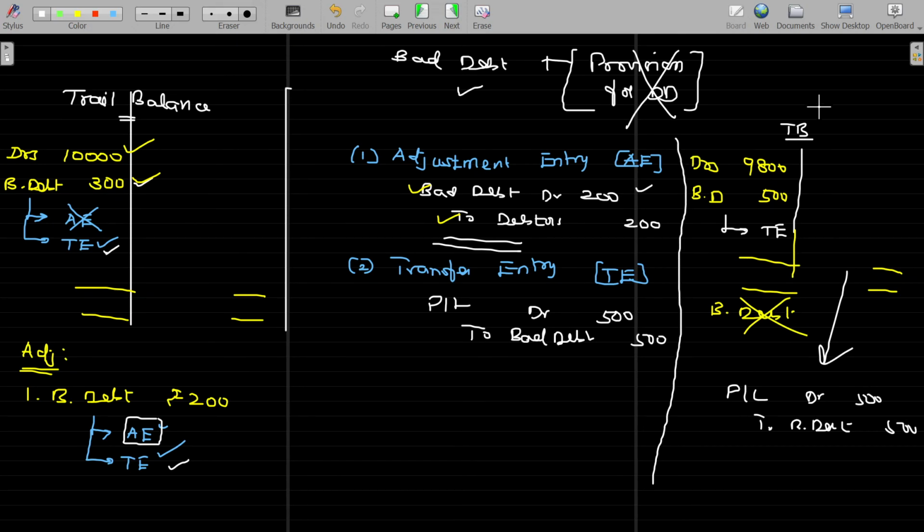In this case, we prepared the trial balance after all the adjustment entries. If the trial balance is subject to some other adjustment entries, we have to pass the adjustment entry and then go for the transfer entry. Keep this idea clearly in your mind so that you can pass the entries for bad debt without the provision for doubtful debts. Come on, make a note of it.